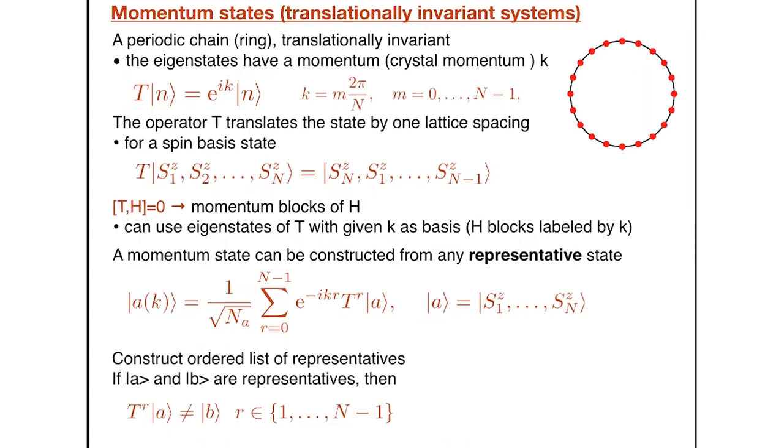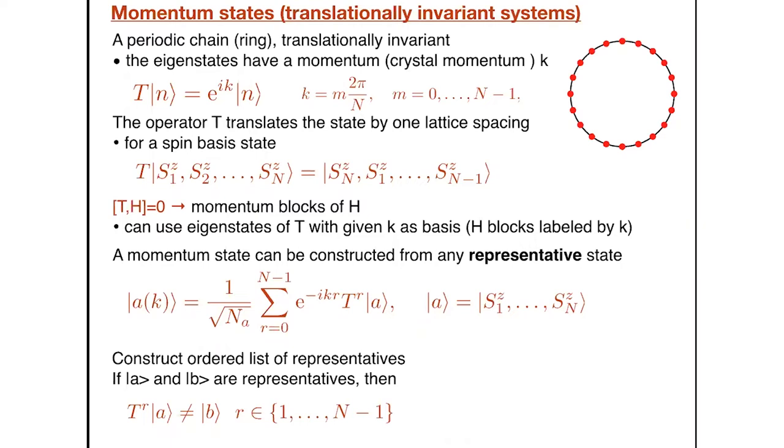I will not do it, but you can. It's almost trivial, right? If you translate it once, you get T to the r plus one here, and then you just do a relabeling, and you see that e to the ik comes out in front of it because it's a periodic sum, right? So you still get exactly the same terms. The factor in front has just shifted by e to the ik. All right.